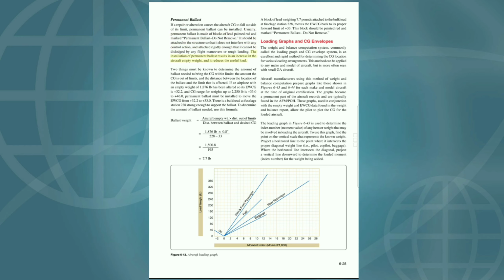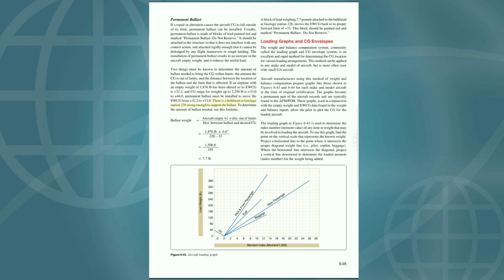The installation of permanent ballast results in an increase in the aircraft empty weight, and it reduces the useful load. Two things must be known to determine the amount of ballast needed to bring the CG within limits: the amount the CG is out of limits, and the distance between the location of the ballast and the limit that is affected. If an airplane with an empty weight of 1,876 pounds has been altered so its CG is plus 32.2, and the CG range for weights up to 2,250 pounds is plus 33.0 to plus 46.0, permanent ballast must be installed to move the CG from plus 32.2 to plus 33.0.